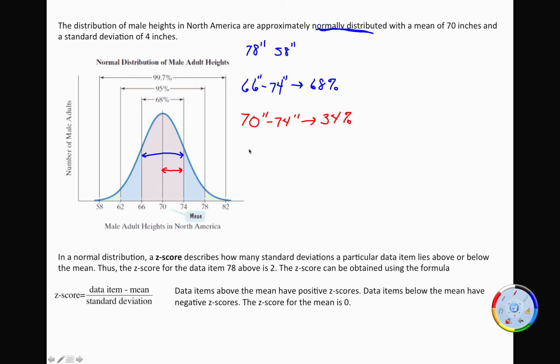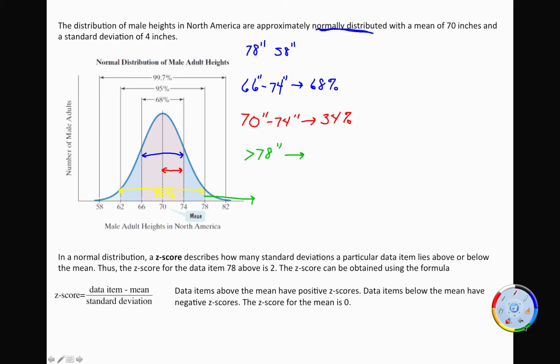What if we wanted to know the percent of males that are greater than 78 inches? Well, here's 78 inches. Greater than 78 would be all of these males. Now remember, between 62 and 78, right? That's 95% of the males.